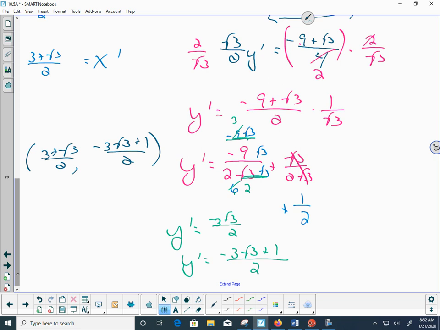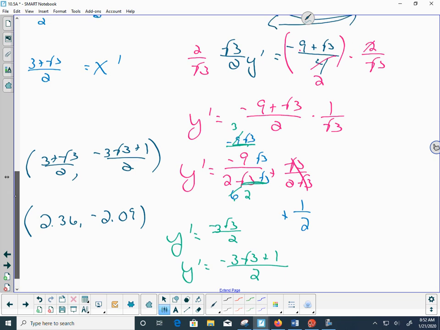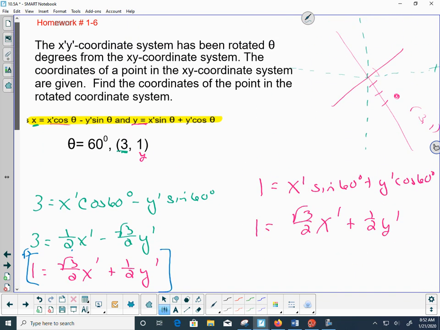This is a baby problem. So do me the favor, find a decimal for 3 plus the square root of 3, just for this demonstration of visual points. 2.36, and what's the other one? -2.09.